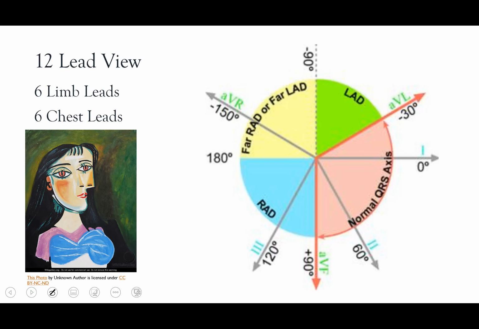So you're going to get what we call a 12 lead view. You're going to get 6 limb leads. The limb leads were the right arm, right leg, left arm, left leg, if you remember, and the 6 chest leads, which are labeled V, and then 1 through 6, V1, V2, V3, and so on. And what you get is kind of a snapshot at each of those locations of what the electricity of the heart is doing. And it reminds me a bit of a Picasso picture.